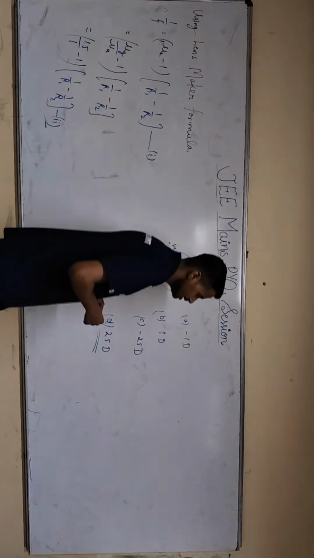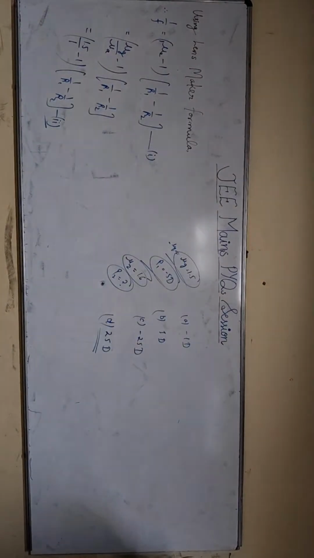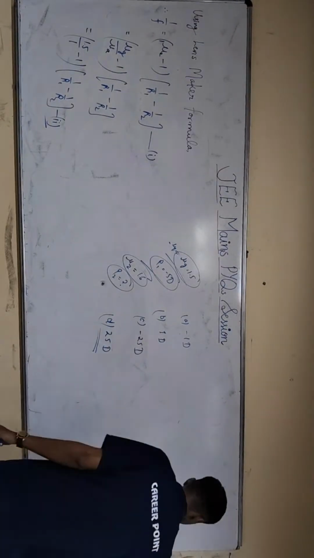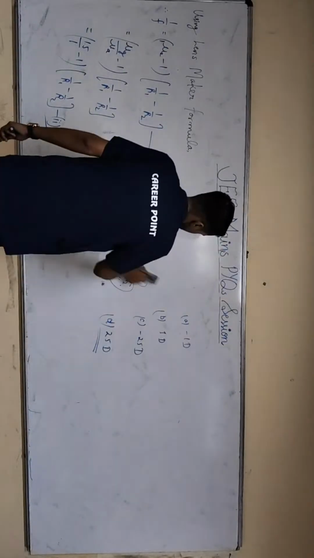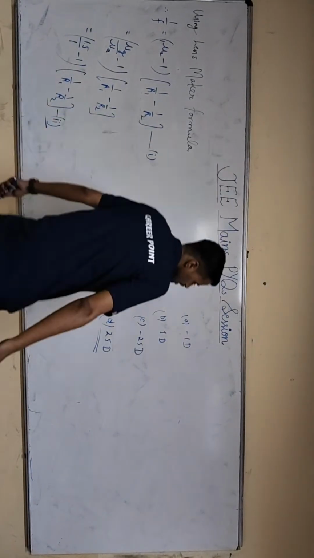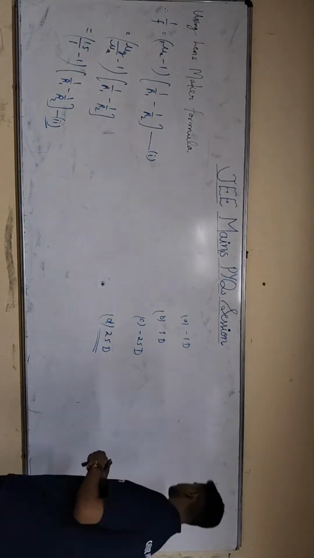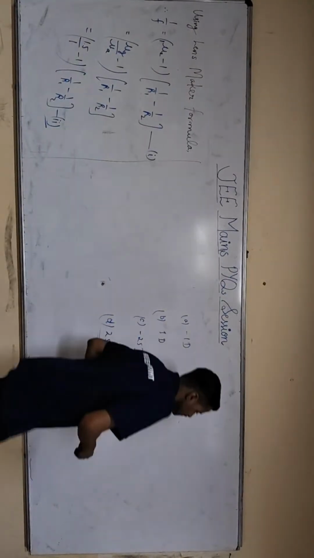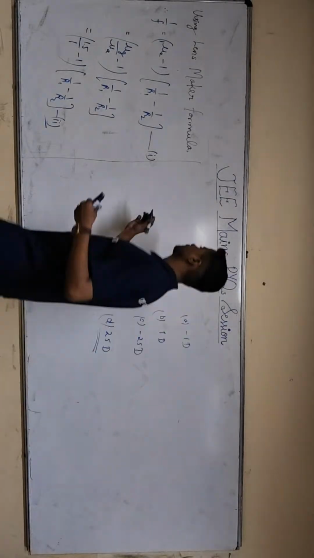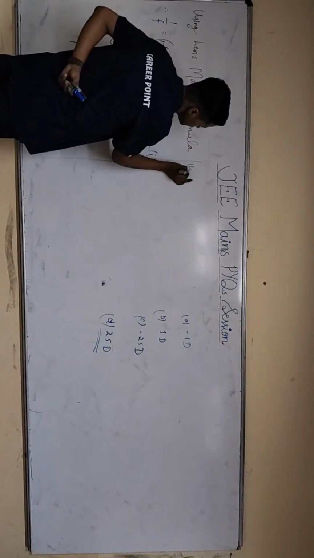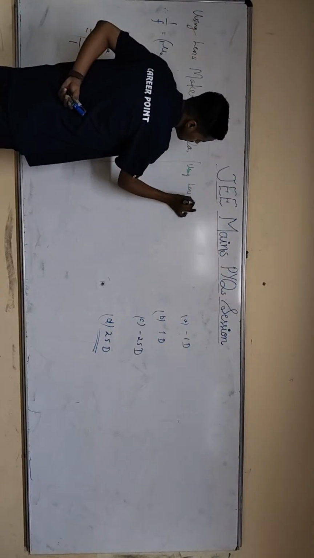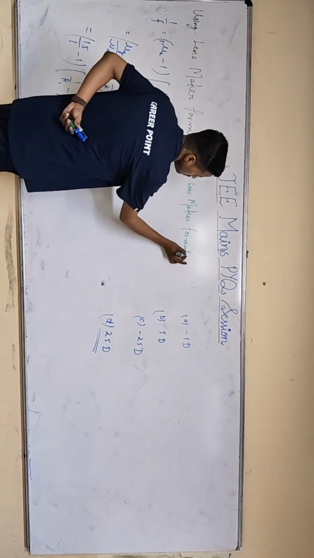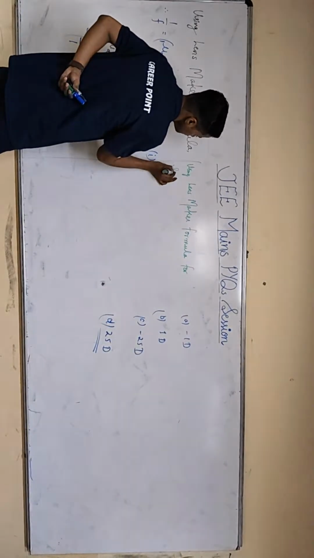So equation number 1 is this, and now we have to put the same lens maker formula for the liquid medium. So write one line: using lens maker formula for liquid medium.